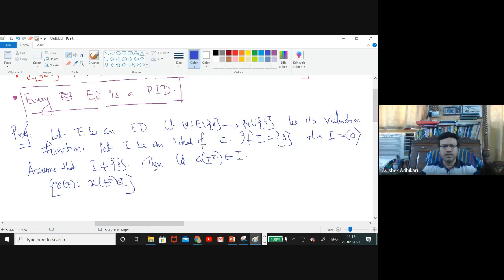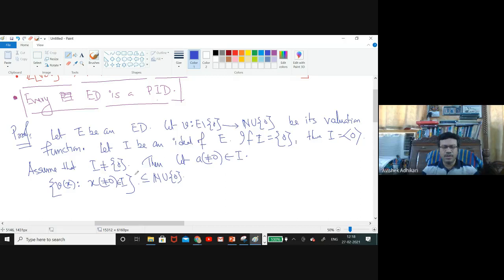This is a subset of whose subset? It is the collection of all valuations of non-zero elements of I. Whose subset is this? This is of course a subset of the natural numbers union 0. Is this subset non-empty or empty? How will you prove that this is a non-empty subset?